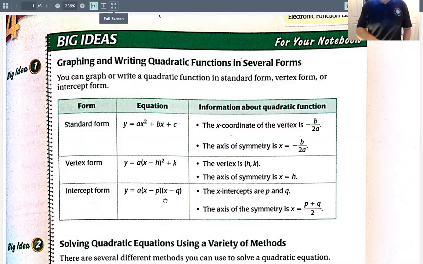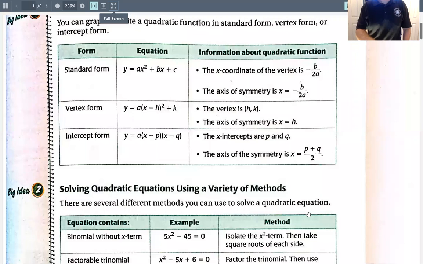Okay, here's our intercept form. It tells you the axis of symmetry is the average between the roots, because we know the axis of symmetry is right between the roots. Okay, moving on to the second big idea.